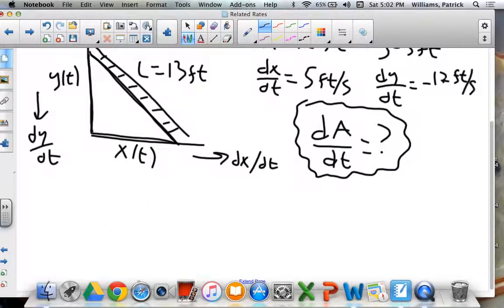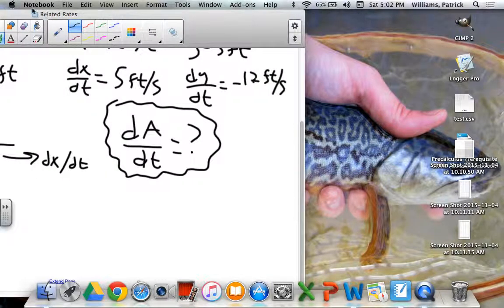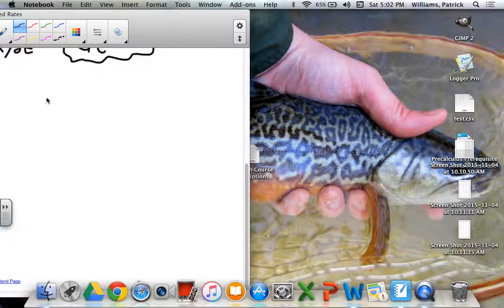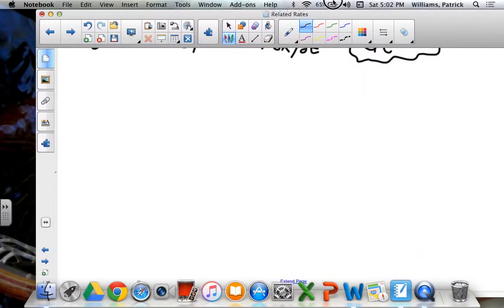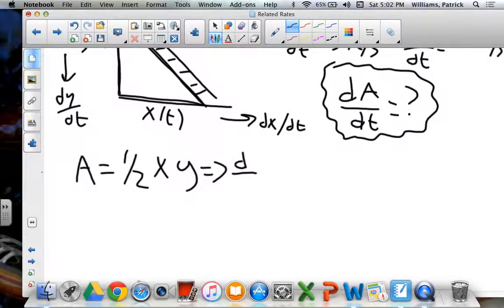All right, if you gave this a shot, hopefully, and let me move over here because I know I'm going to have to extend the page. Hopefully, the equation you thought of was the equation for the area of a triangle. So we know that the area of a triangle is going to be 1/2 base times height. What's the base in this case? In this case, the base is x, and the height is y. Okay, so now take the derivative of both sides with respect to t.